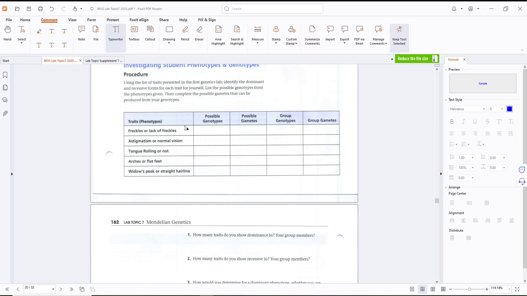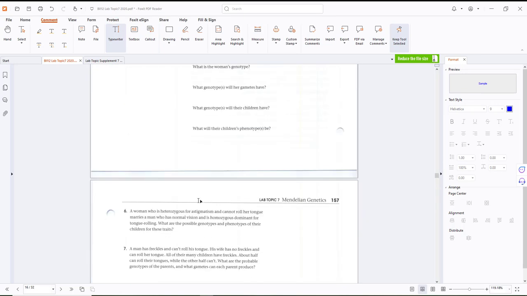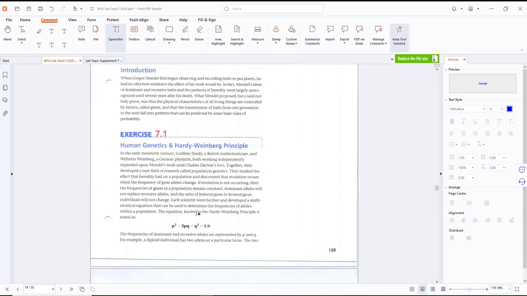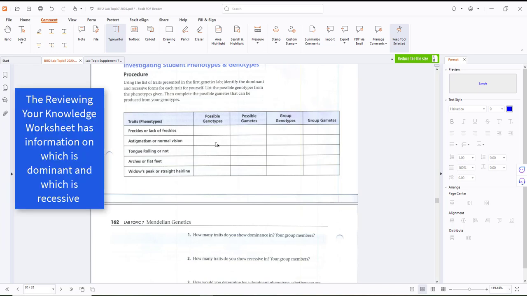Okay, so in our previous lab, it talked about freckles and stuff like that. So think about yourself, okay? Do you have freckles? If you do have freckles, was that a dominant trait or a recessive trait? Can you think about what your possible genotype is, and what your possible gametes would be, and so forth? You can leave out the group for that. So all that group stuff you can just leave out.